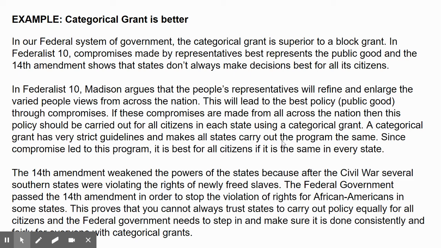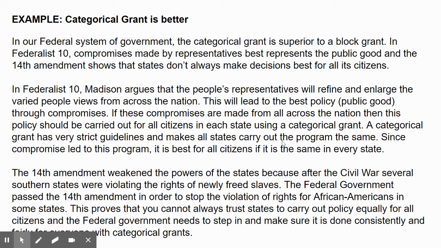Okay, here we go. Second point. The 14th Amendment weakened the powers of the states because after the Civil War, several southern states were violating the rights of newly freed slaves. The federal government passed the 14th Amendment in order to stop the violation of rights for African Americans in some states. This proves that you cannot always trust states to carry out policy equally for all citizens, and the federal government needs to step in and make sure this is done consistently and fairly through the use of categorical grants.